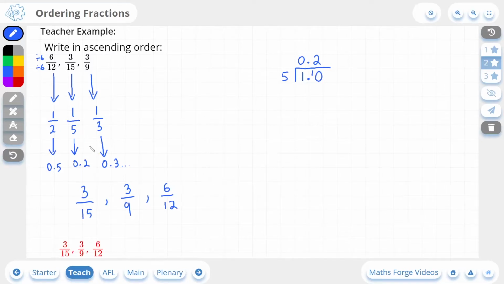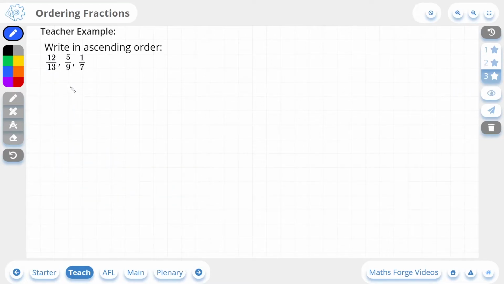So you can see it's very handy to know your essential fractions and how to convert them to decimals. If you don't know how to convert them to decimals, you need a division method at hand in order to be able to take the fraction and turn it into a decimal.